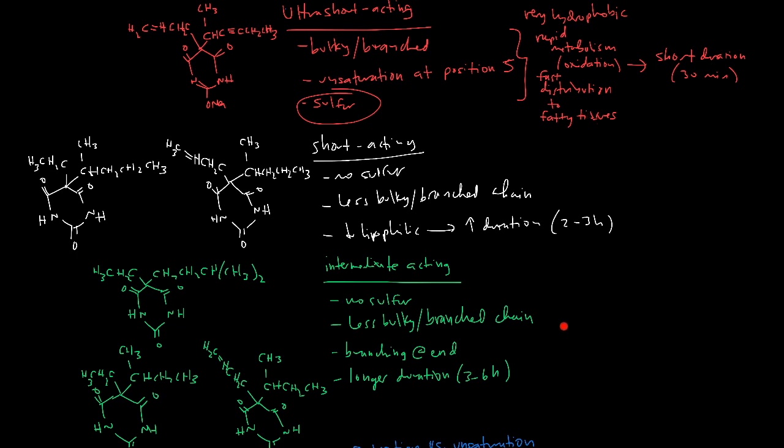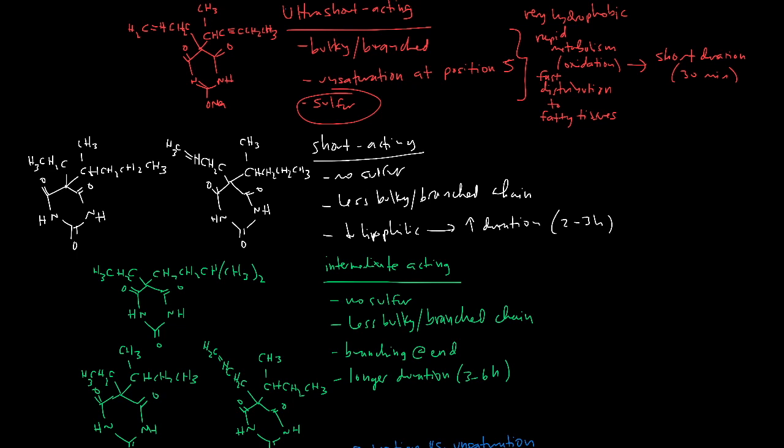The short actings have no sulfur. They have less bulky branched chains. And they're less lipophilic. Therefore, the duration of action is increased to 2 to 3 hours. The intermediate acting have no sulfur as well. They are also less bulky branched chains. They can have branching at the end, and they have an even longer duration, 3 to 6 hours.